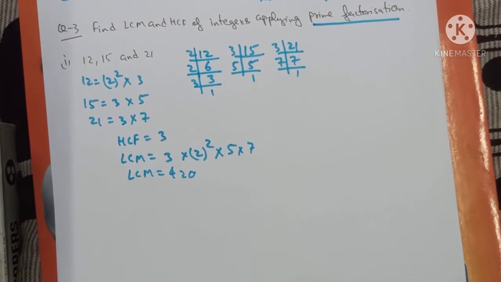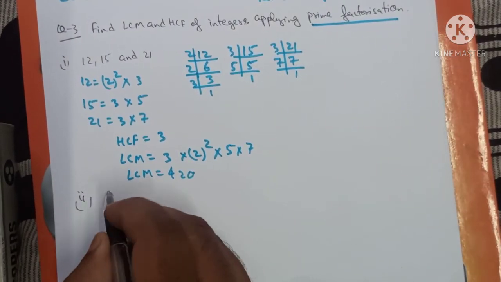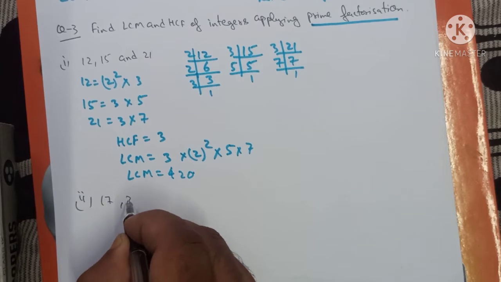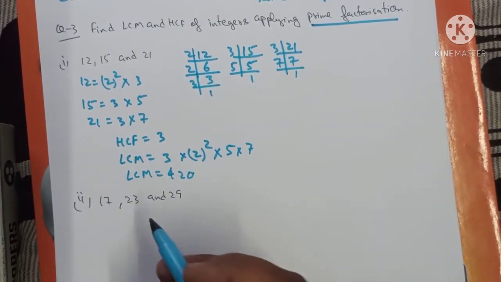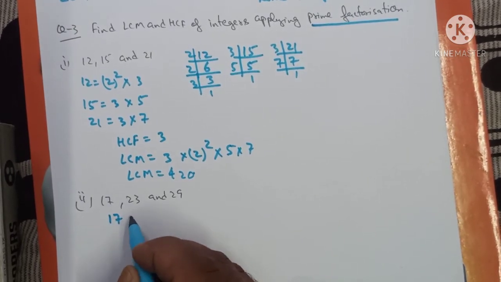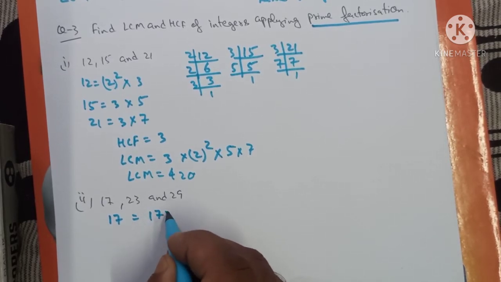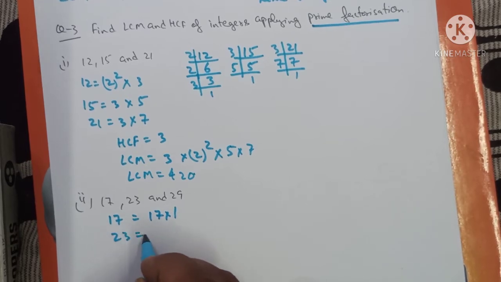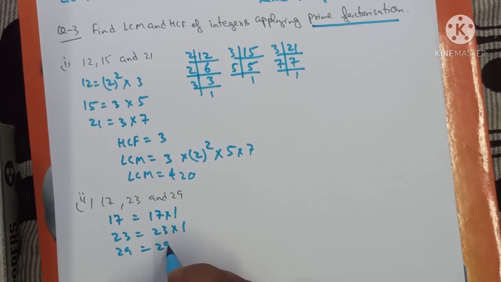Now the next part, that is the second part, it is 17, 23 and 29. So simply 17, 23 and 29 are all prime numbers. So the factorization of 17 will be 17 into 1 only, 23 will be 23 into 1 only, and 29 is equal to 29 into 1.